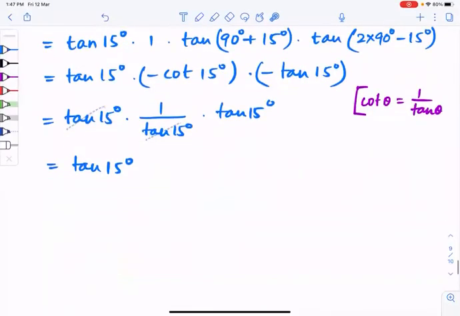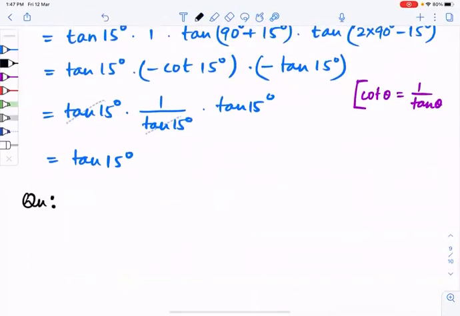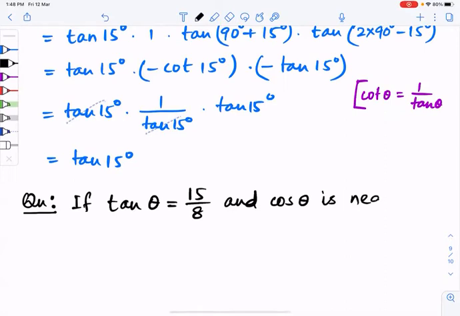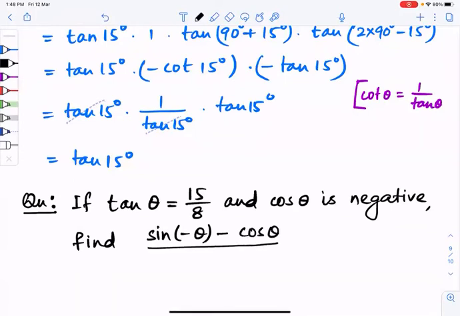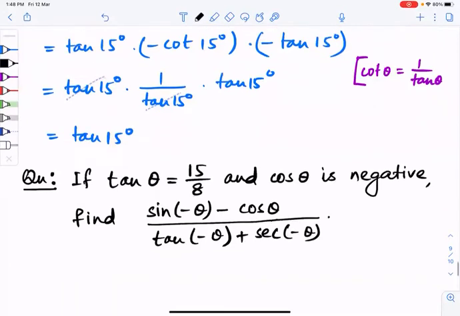Let us take another question. If tan theta is equal to 15 by 8 and cos theta is negative, then you have to find the value of sine of minus theta minus cos theta divided by tan of minus theta, and with that plus sec of minus theta. Find the value of this.